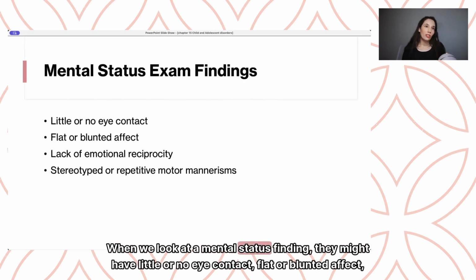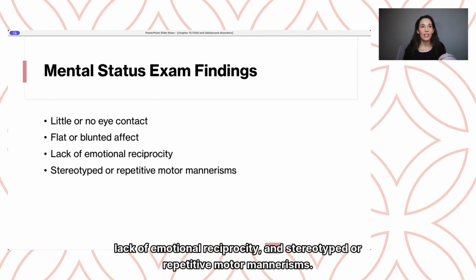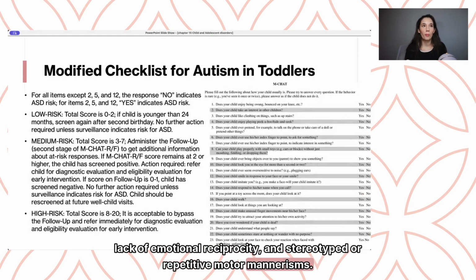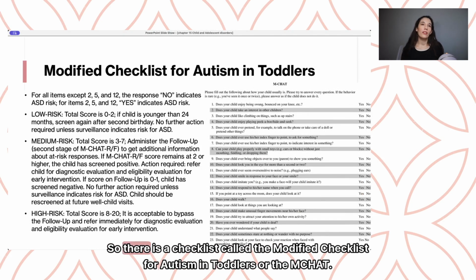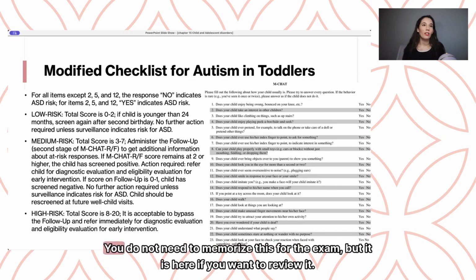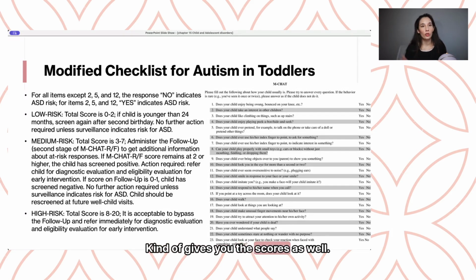When we look at a mental status finding, they might have little or no eye contact, flat or blunted affect, lack of emotional reciprocity, and stereotyped or repetitive motor mannerisms. So there is a checklist called the Modified Checklist for Autism in Toddlers, or the M-CHAT. This is an example of it. You do not need to memorize this for the exam, but it is here if you want to review it. Kind of gives you the scores as well.